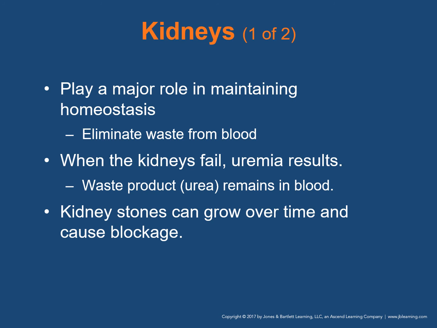The kidneys play a major role in ensuring that our body has homeostasis. They're going to eliminate waste from blood. But when that fails, you're going to have what's called uremia. Uremia means that the waste product is remaining in the blood, which means that you are increasing the acidity of the blood. And know that one of the problems we'll see in the kidneys are kidney stones, and that's when you have calcium buildup that creates blockages that crystallize in the kidneys.